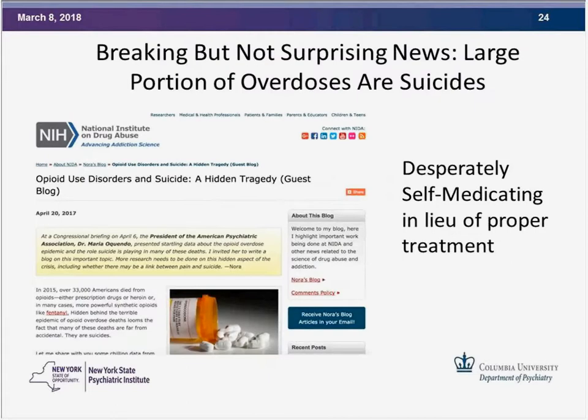And this is breaking but not really surprising news. It turns out that a large portion of our opioid overdoses are actually suicides and aren't necessarily being categorized that way on autopsies. And it makes a lot of sense when you think about it, that a lot of people who get into opioid addiction are self-medicating either a chronic pain condition or a mental health issue like depression or anxiety.